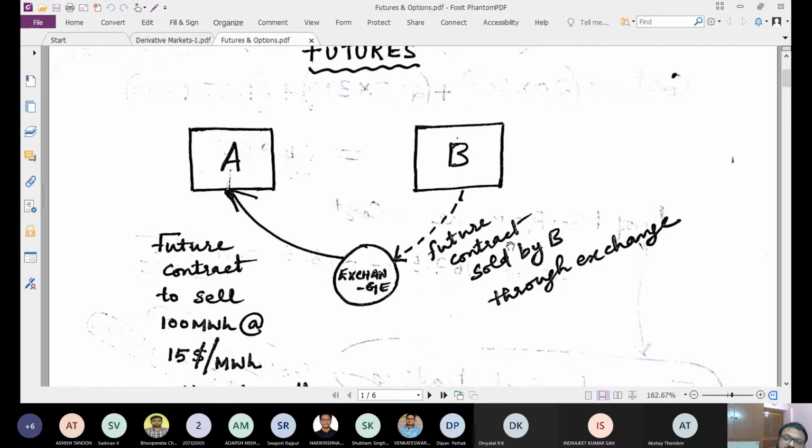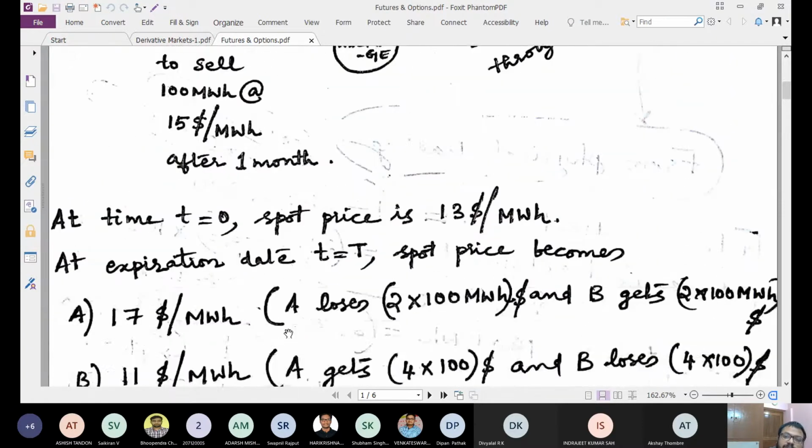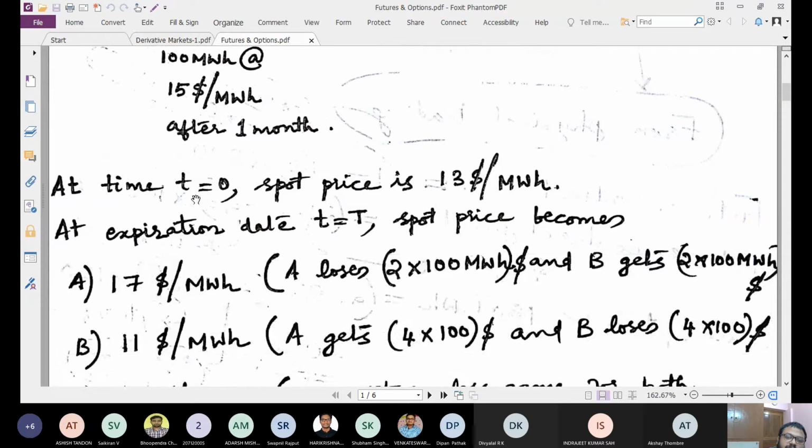So here the future contract is sold by participant B through the exchange. Participant B is a buyer of energy, and the future contract is bought by participant A, and the contract says that participant A can sell 100 megawatt hours at $15 per megawatt hour. Now you see the trading of the contract happens at time t equals 0, where the spot price is $13 per megawatt hour. This is the price now.